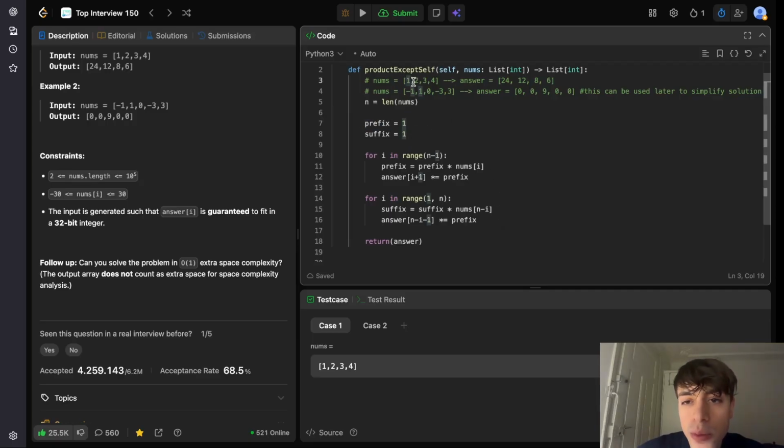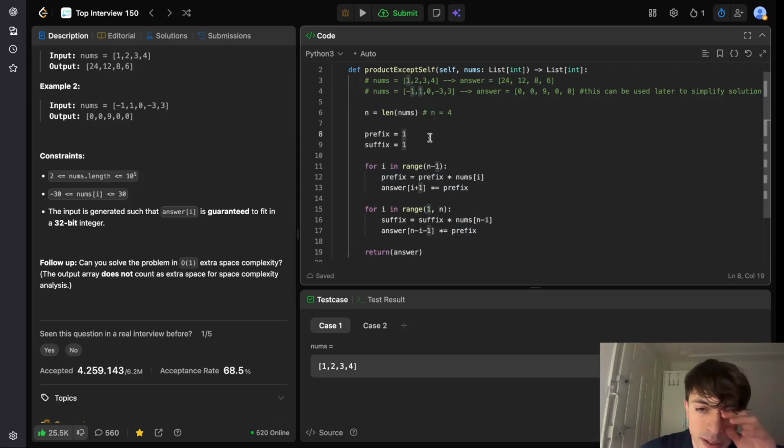So let's say that we start with 1, 2, 3, and 4, okay? So in this case, n is equal to 4. All right, the prefix is equal to 1, and the suffix is equal to 1. Now, for i in range n minus 1, this means basically that i goes from 0 to n minus 1, which is 3, so i ranges over 0, 1, 2. Okay, and this is good because we want i to be equal to 1, 2, and 3.